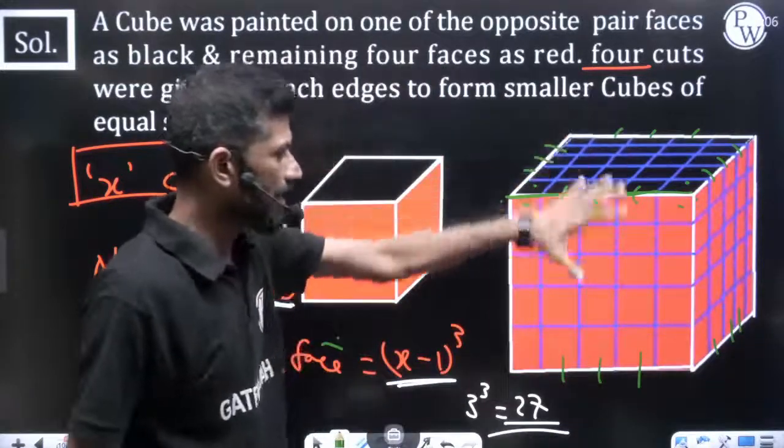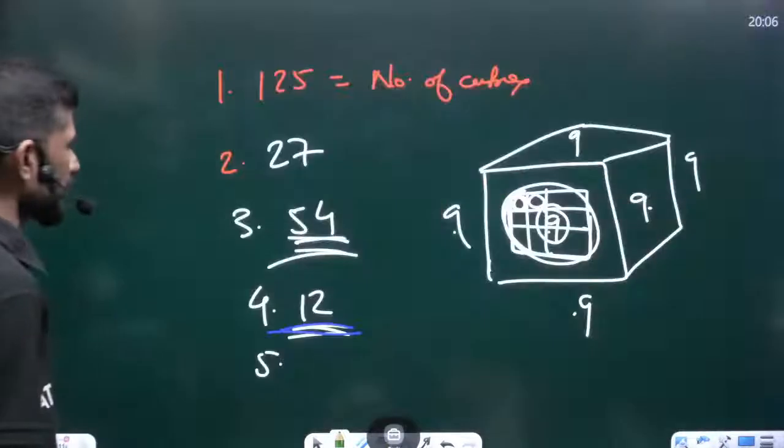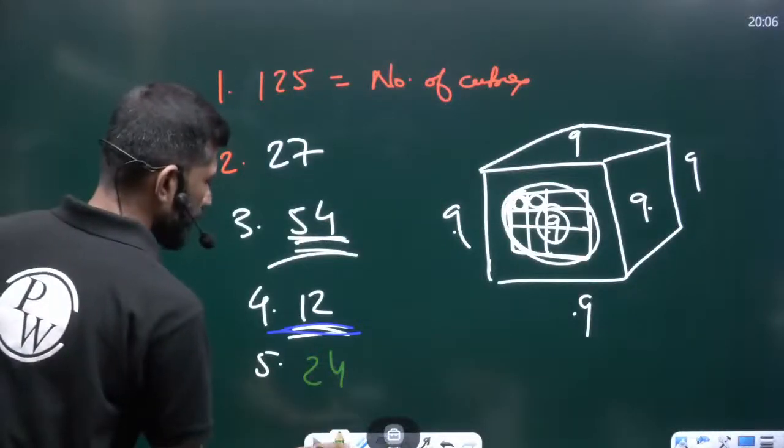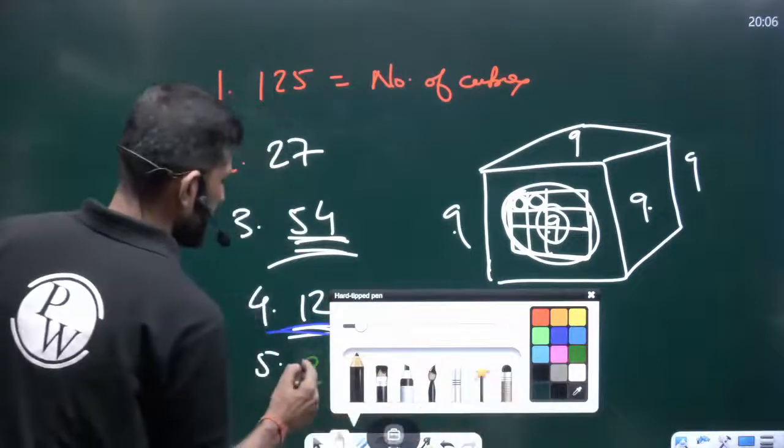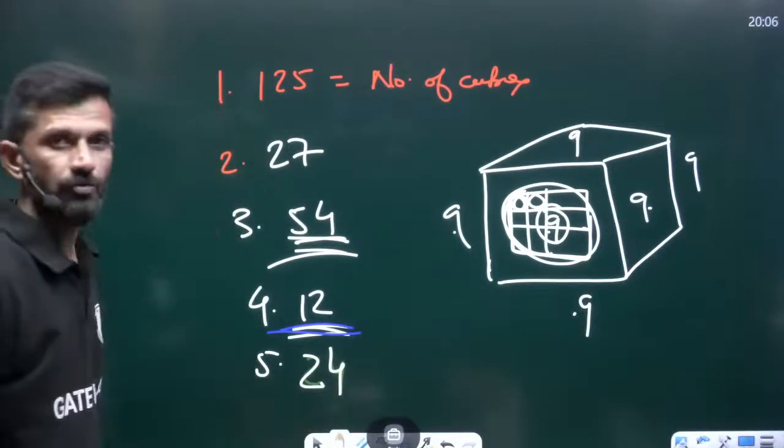It means in the ceiling 12, in the floor 12. So 12 plus 12, for this the answer is 24. For this the answer is 24. Is it clear to all?